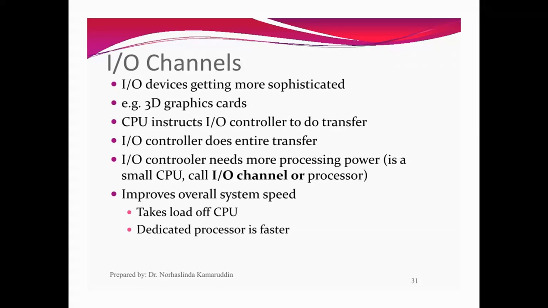Okay, they can be both input and output devices. So the CPU will instruct the input output controller to do the transfer, and the input output controller does the entire transfer. So the input output controller needs more processing power, and it's a small CPU, and they need a channel or the processor to improve the overall system speed.